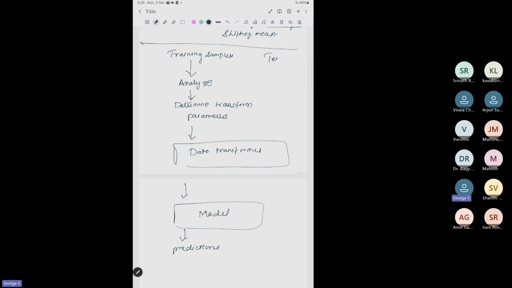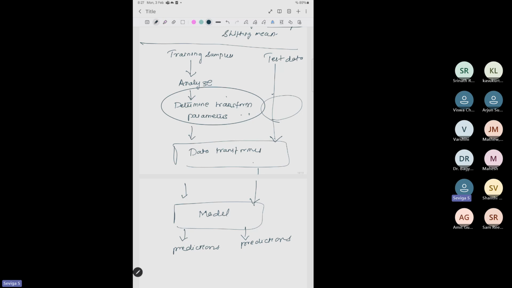For the test data, we will not decide what kind of parameters we have to choose. We will take the test data, and whatever parameters were applied to the training data, the same parameters you apply to the test data also, and then you will feed it into the model, and then you will get the predictions on the test data also. This is a very important point. Whatever parameters you decide for the training examples, you have to retain the same parameters for your test data set also. You should not use one here and another one there, because then there will be a difference in the outcome. So you have to use the same transform parameters on the test data also.